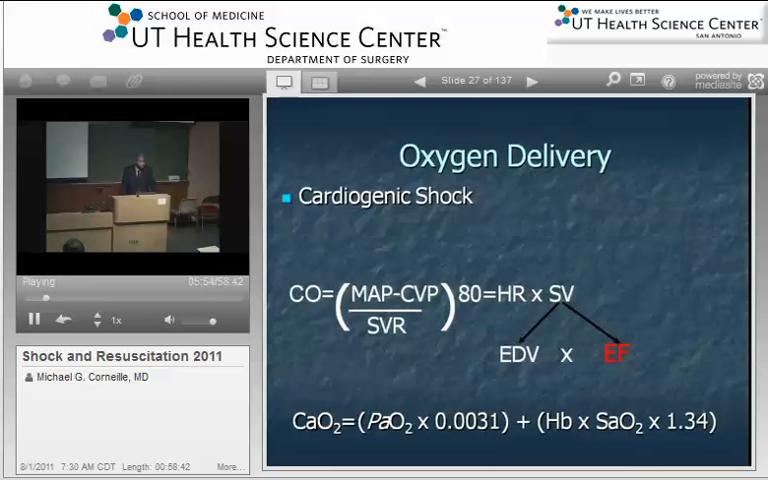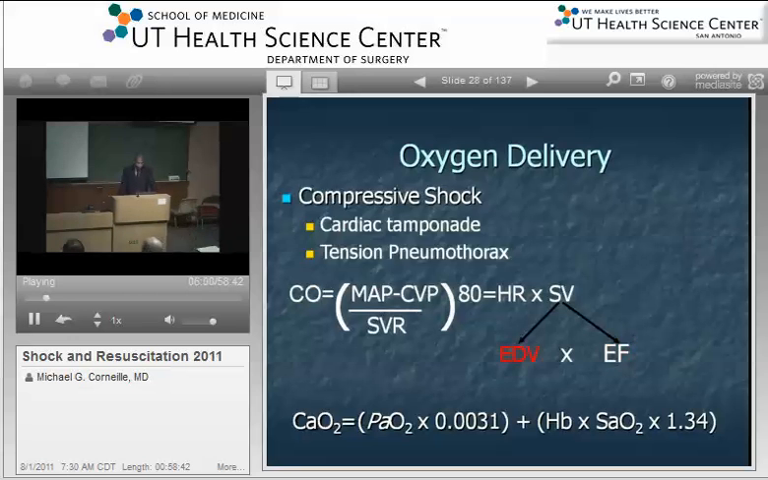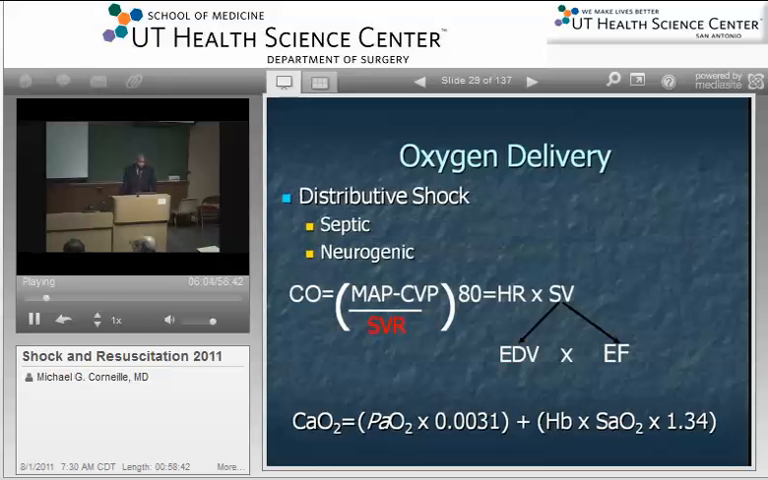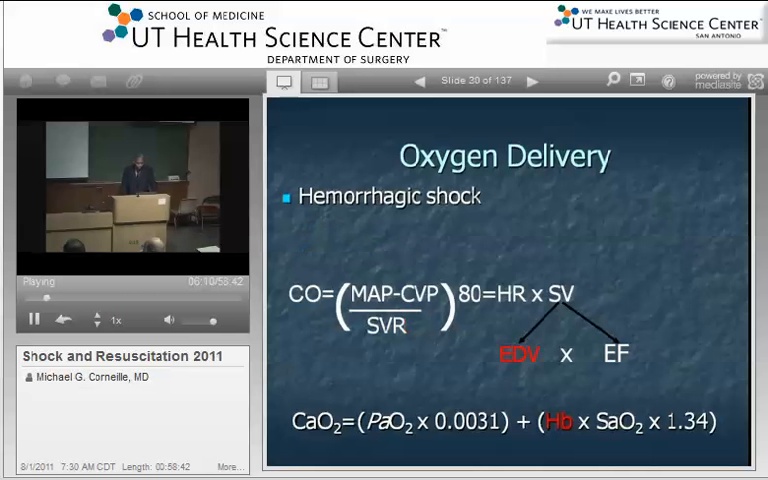So cardiogenic shock represents a failure of ejection fraction. Compressive shock represents a failure of end-diastolic volume. Distributive shock represents failure of systemic vascular resistance. And hemorrhagic shock represents a failure of end-diastolic volume and inadequate hemoglobin to meet oxygen delivery.